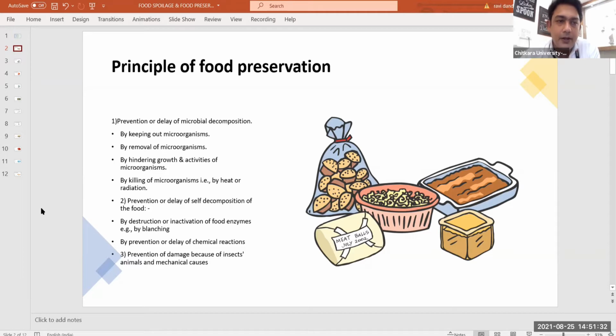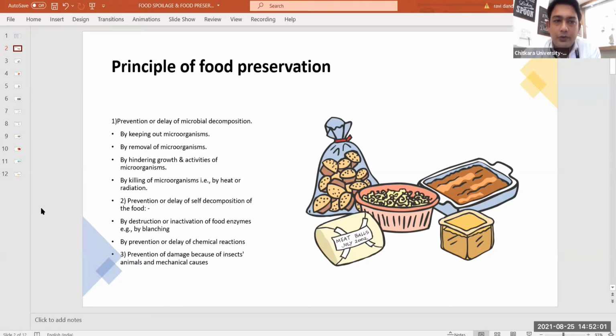So these are the three principles, and I'm again repeating. Number one, prevention or delay of microbial decomposition. Second, prevention or delay of self-decomposition of the food. And the third, prevention of damage because of insects, animals, and mechanical causes. These are the three principles of food preservation. If we apply all of them, we can certainly have safe food in the restaurant or in the hotel.